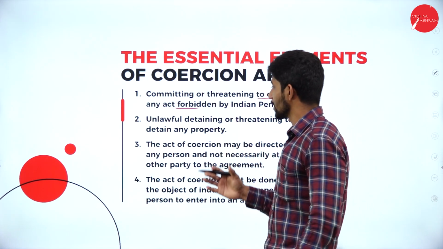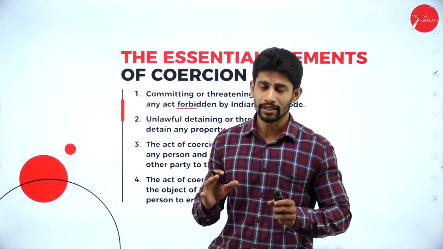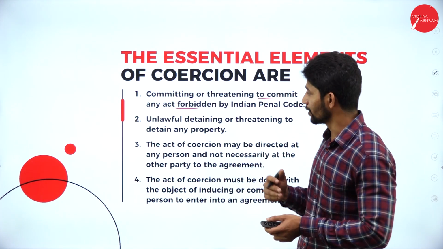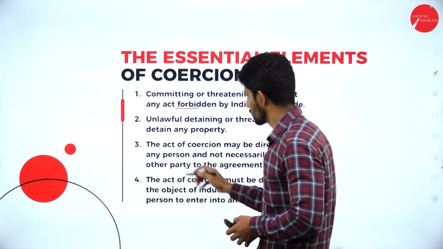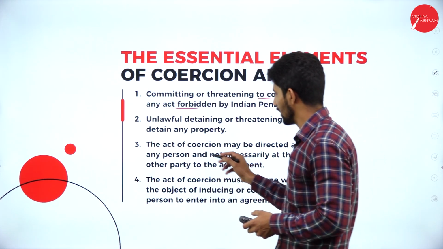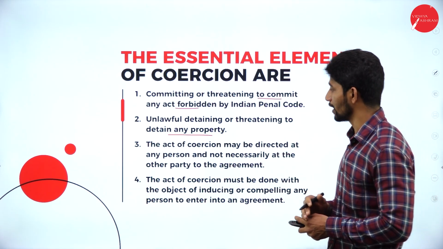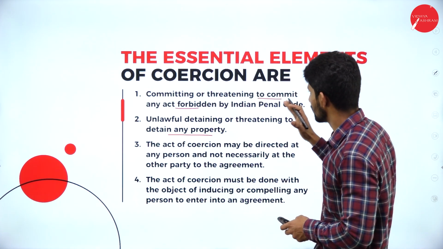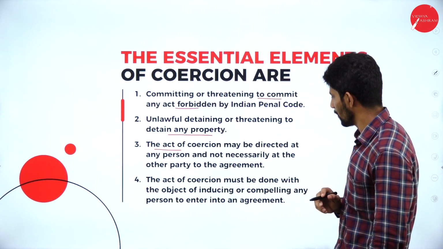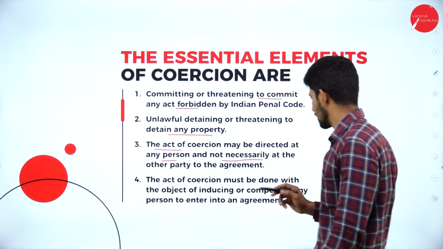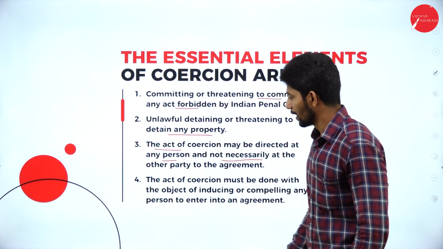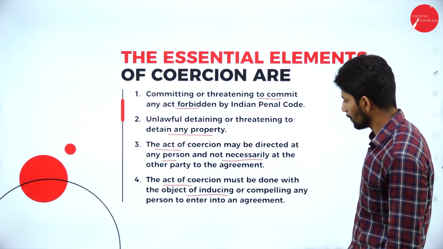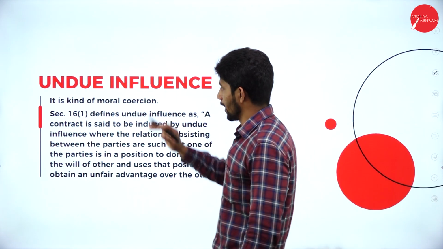Yes, committing or threatening to commit any forbidden act. For example, something is not according to the law, not described in law, but we are forcing some other persons to do that against the law. Next, unlawful detaining or threatening to detain any property. If you are threatening to detain any property or unlawfully detaining property, that is also an essential element of coercion. Next, the act of coercion may be directed at any person and not necessarily at the other party to the agreement. Next, the act of coercion must be done with the object of inducing or compelling any person to enter into an agreement.